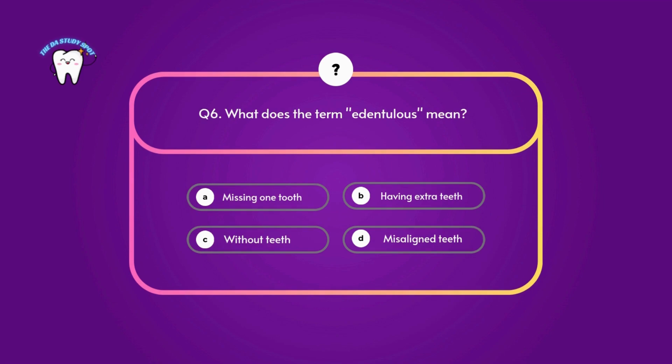Question 6. What does the term edentulous mean? A. Missing one tooth, B. Having extra teeth, C. Without teeth, D. Misaligned teeth.